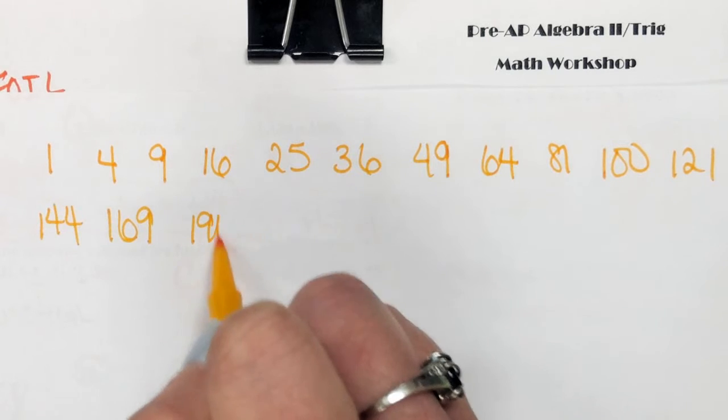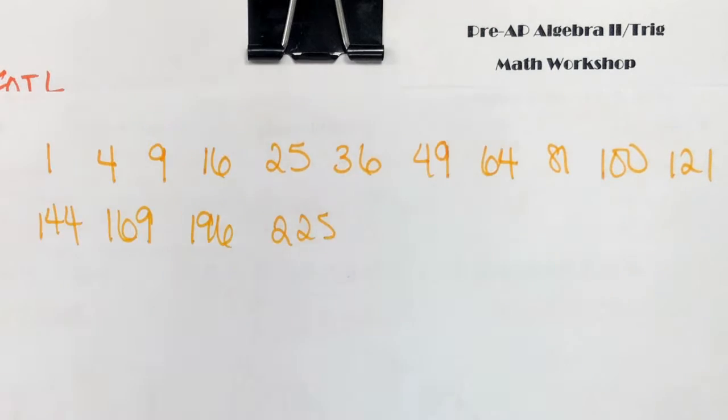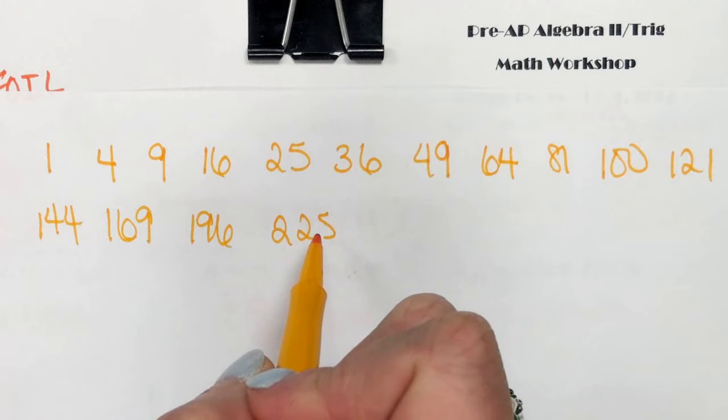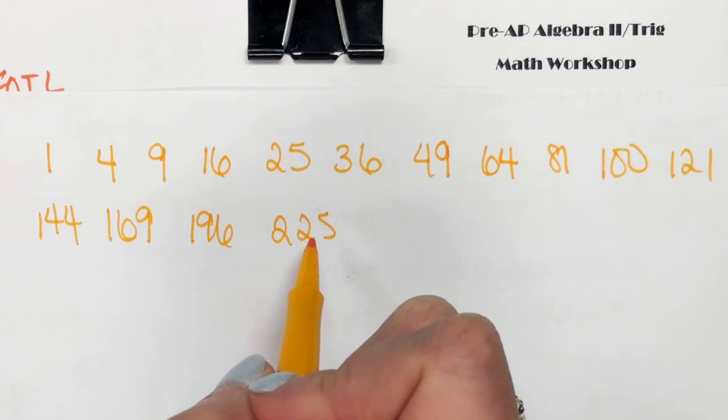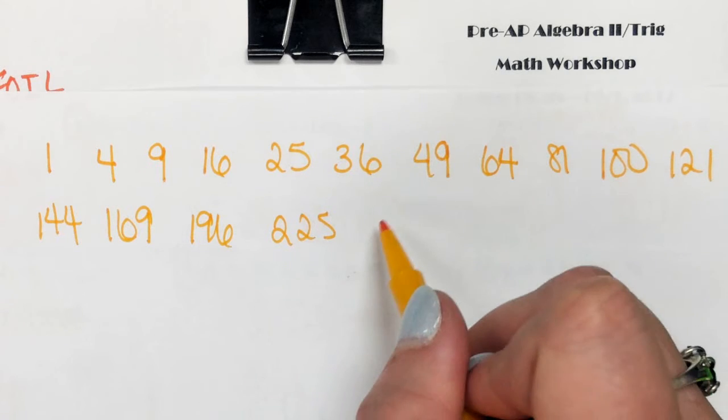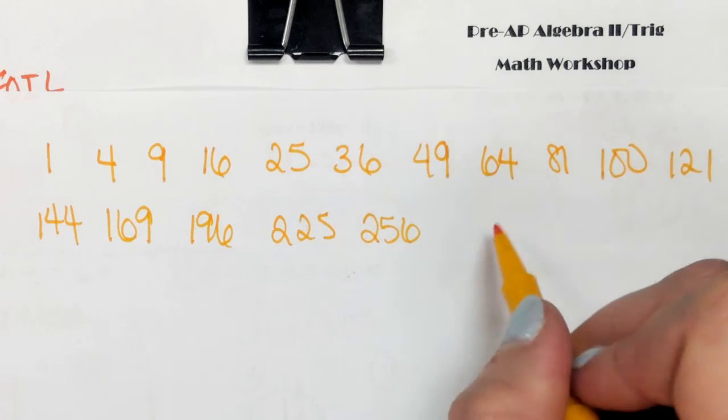169, 196. Okay, so let's say you get on your test Thursday and you're like, I don't remember what to do past this because this is what your quiz is on, right? How did you know that 225 was a perfect square to begin with? 15 squared, or 15 times 15, right? So the next one is going to be 16 times 16, or 16 squared. That's 256. Next one?